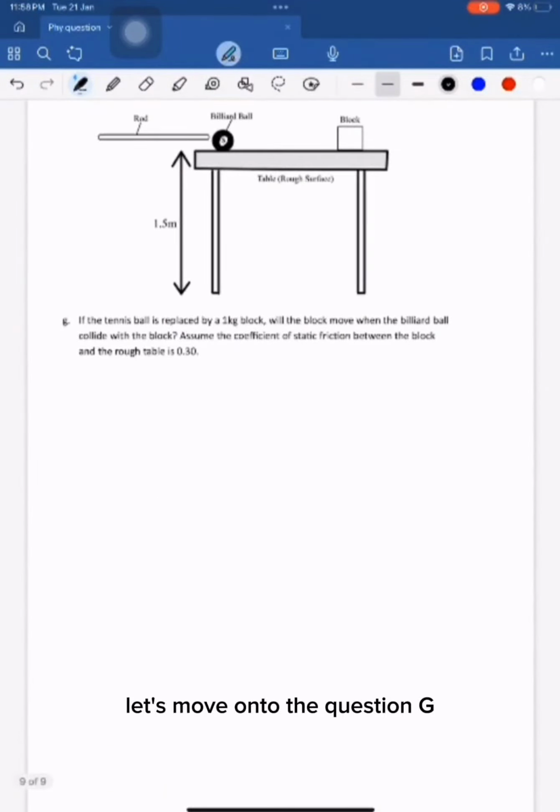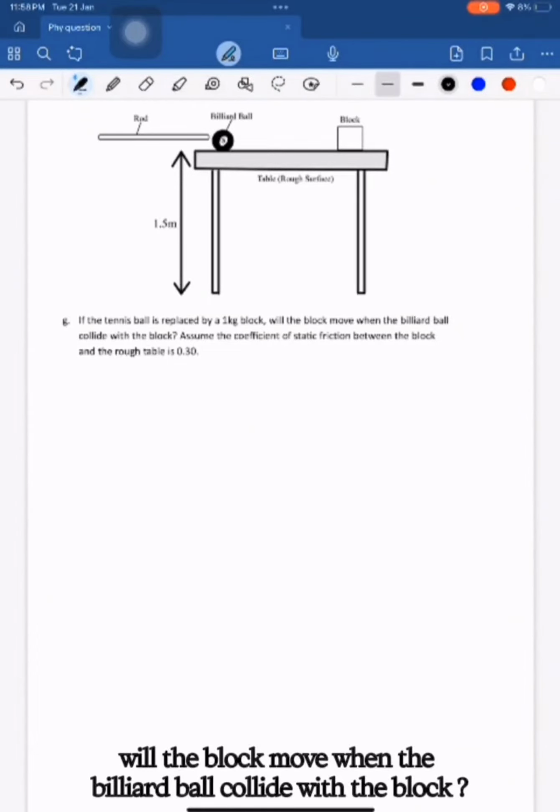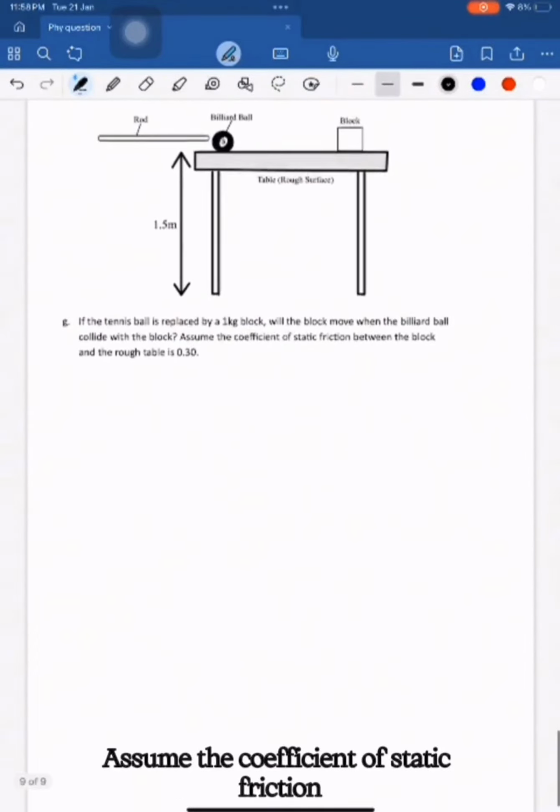Now, let's move on to question G. If the tennis ball is replaced by a 1 kg block, will the block move when the billiard ball collides with the block? Assume the coefficient of static friction between the block and the rough table is 0.3.